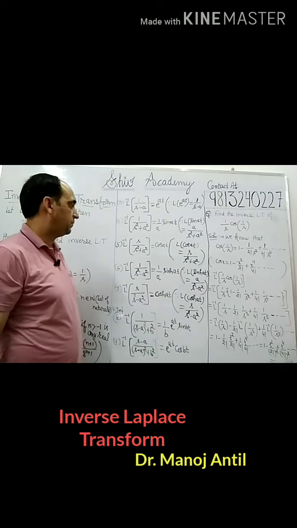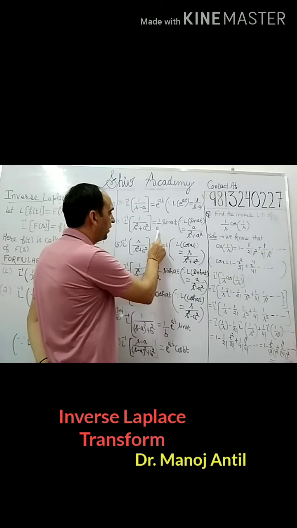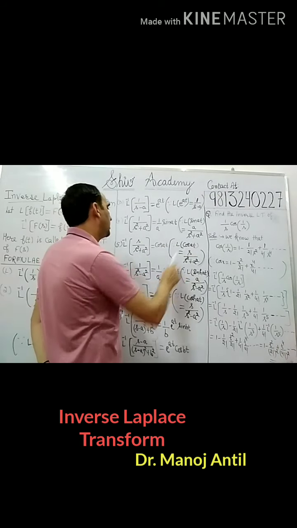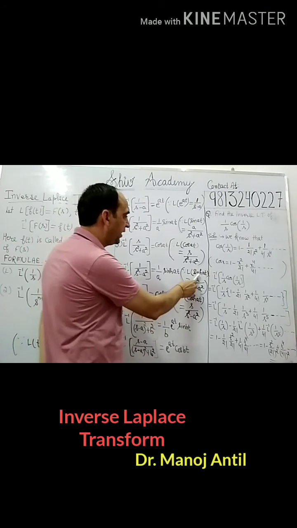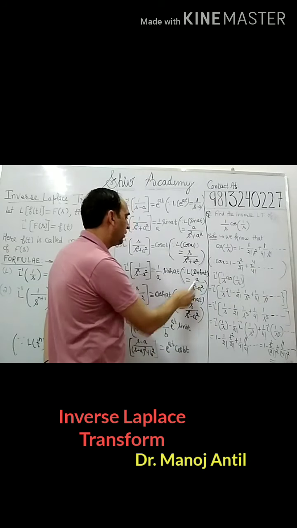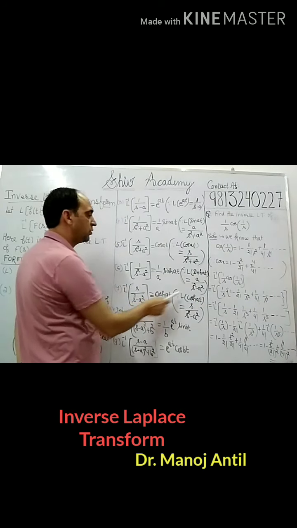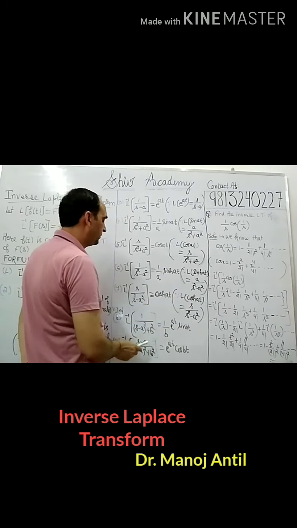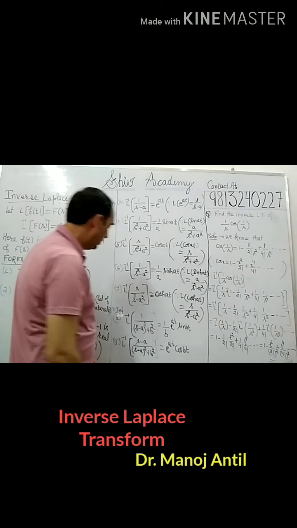Dear students, remember that when writing the formula for sine, we divide by a, and here it is cos at, because we have s by s square plus a square on the right side. Similarly, you know L of sinh at, sin hyperbolic at, is a by s square minus a square. That's why we can say that L inverse of 1 by s square minus a square is again 1 by a sinh at. L inverse of s by s square minus a square is cosh at.